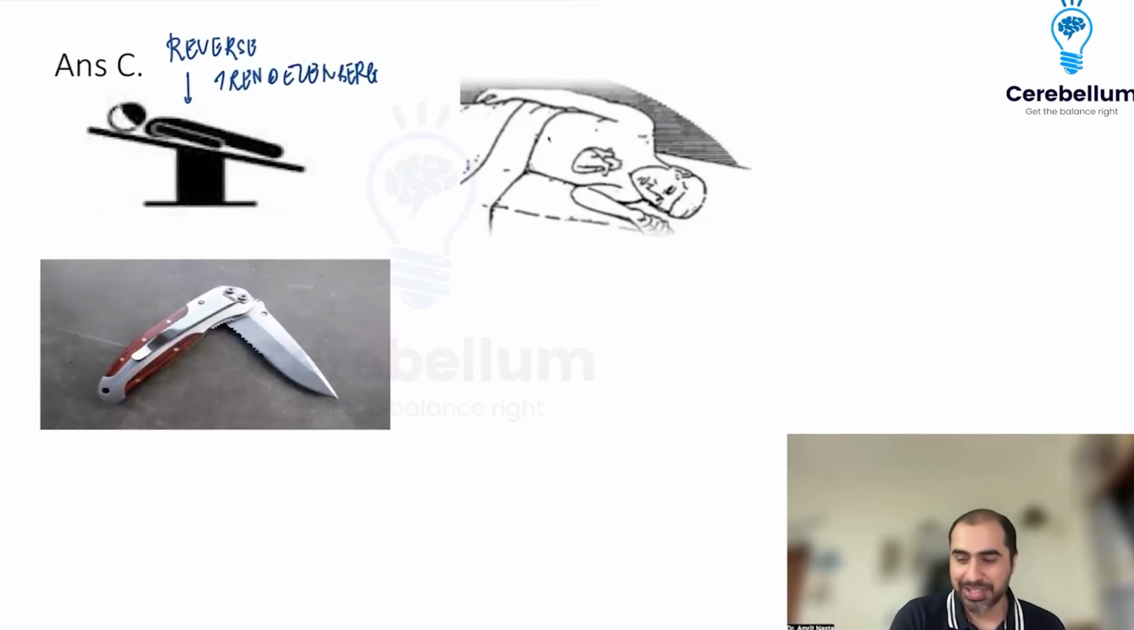Okay. What is this position? This is the modified Durant position. This is for air embolism. Okay, the person is in the left lateral head low position. It is for air embolism. Left lateral head low position.